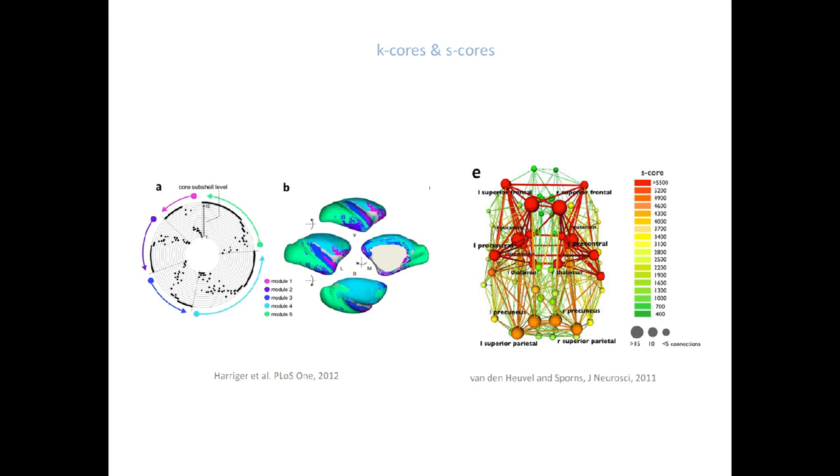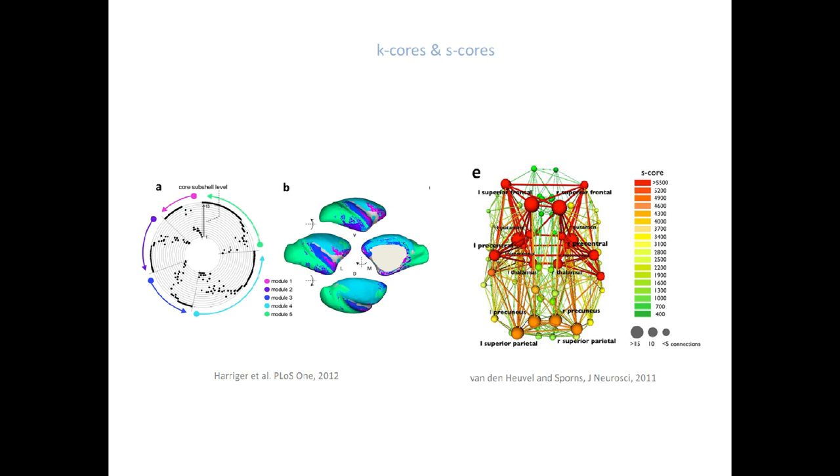The lines of this circle represent different K shells. So we've peeled the network at different levels of K, and we put a marker at a point to say this is the highest level of K that a node got to. As we move inside, we're getting to higher levels of K. And this has been divided into different modules. Each color represents a different module, and that's the anatomy there. This is showing that across all the different brain modules, you get nodes belonging to almost all the different levels of K. So these central core nodes seem to be distributed across different systems of the brain.